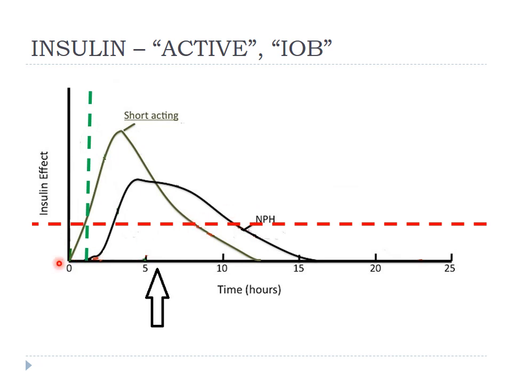So if we look at two insulins here, given at two different times, we have a short-acting insulin, which has a discerned peak, and we have this NPH, which we gave an hour or so later. Okay? Let's just look at the short acting here for a second. Two lines that I have drawn here.